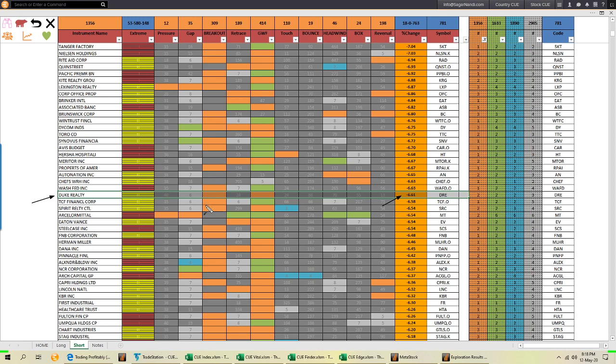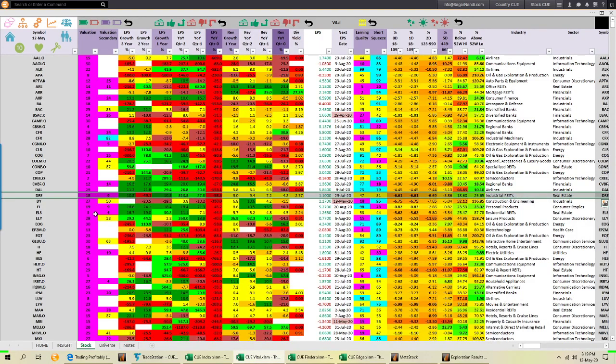What are the short signals here? Today's signals are shown by orange color. So we have a breakout in Duke Realty and also a go with flow, that is trend following short trade setup. And from Q Vital, I saw that it is a star shorting candidate.